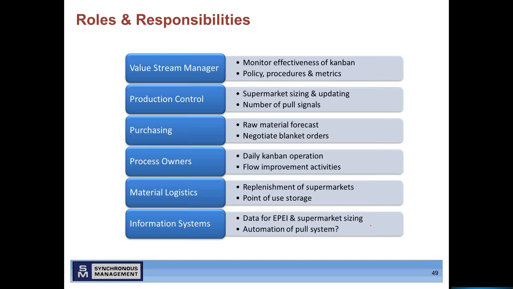And of course, you need material logistics involved for replenishing supermarkets, setting up and replenishing point-of-use stores, and so on. And you do need to have information systems folks involved because you need data to size supermarkets and to calculate EPEI. And if you want to automate the system using a virtual pool that I showed you at the battery company, you need their help in doing that. Okay, so it involves a lot of people, a lot of different areas, in a slightly different way from what they're traditionally used to doing.